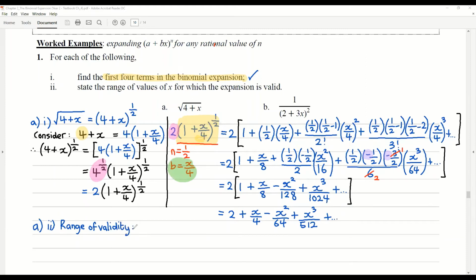So the range of validity is obviously everything between -1 and 1 and whatever your b is. So it's going to be -1. I'm going to sub in the b, which is x over 4. And easy enough, we just have to multiply everything by 4 and we're done. So therefore, we're going to get -4 up to, but not including 4. And there's our range of validity.